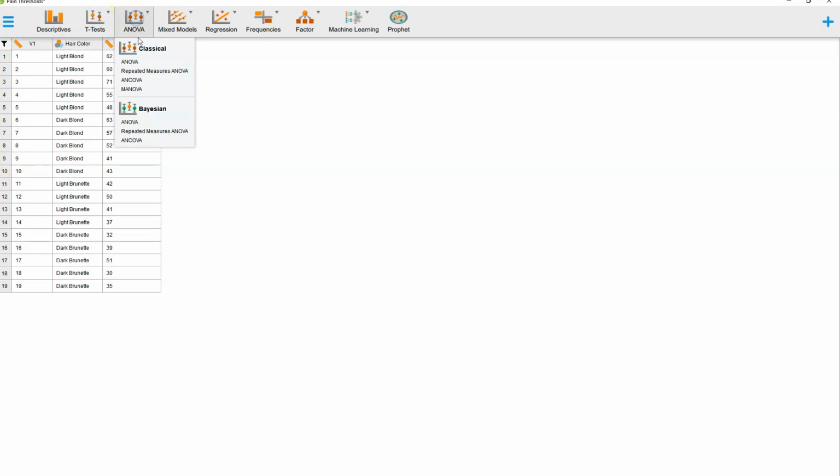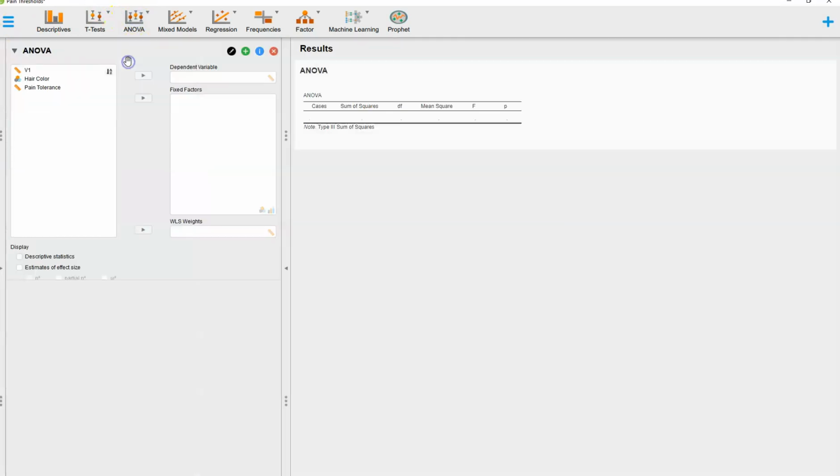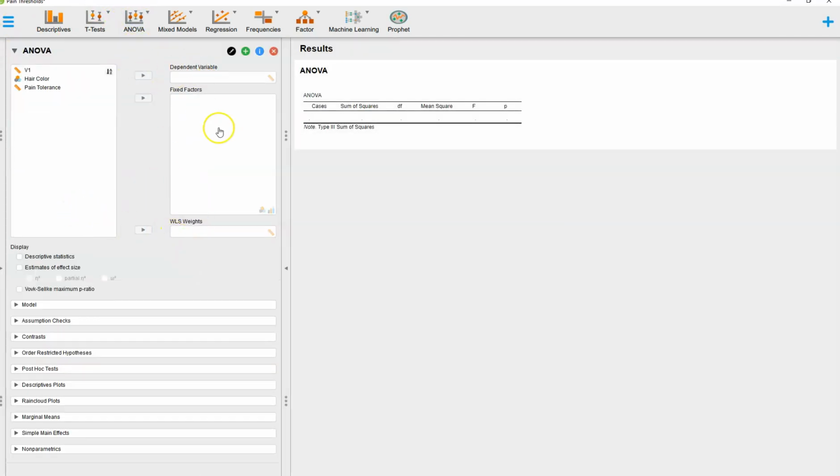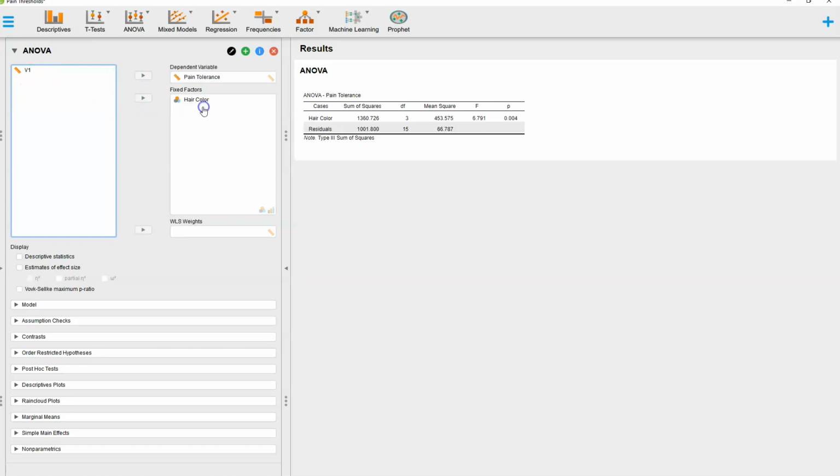So I'll pull it up in ANOVA. Go to classical, ANOVA, and we just have to move things around so that we can get the results we want. Remember, the dependent variable was pain tolerance. That's the thing that changes from subject to subject. And the way that we are dividing those out into groups is by hair color. Okay, so we have 4 groups. We have 19 measurements of pain tolerance that have been grouped into 4 different groups.